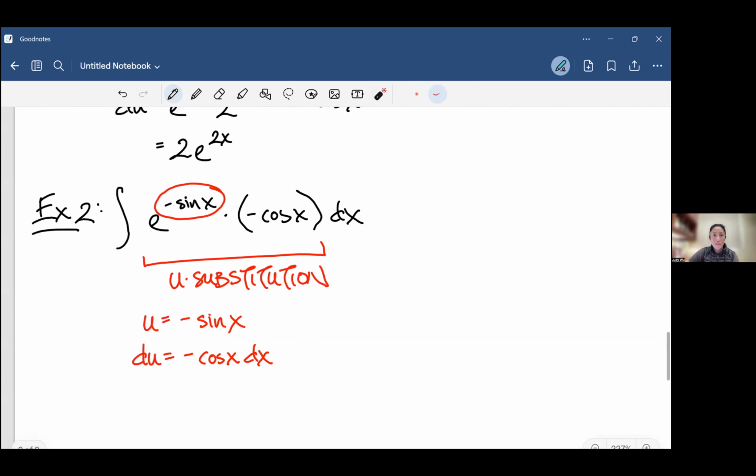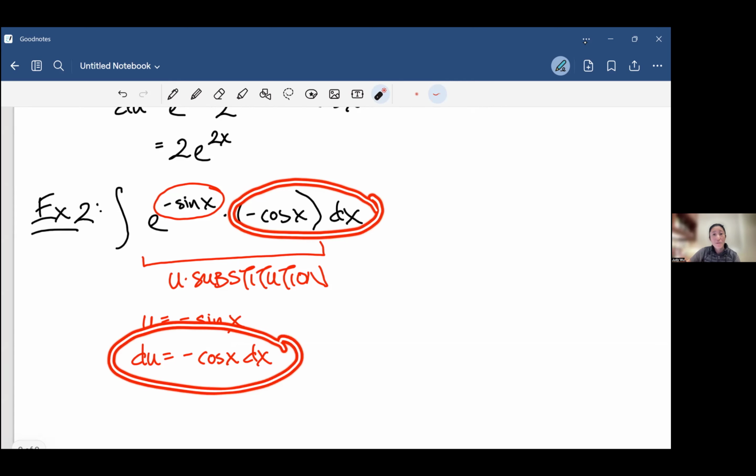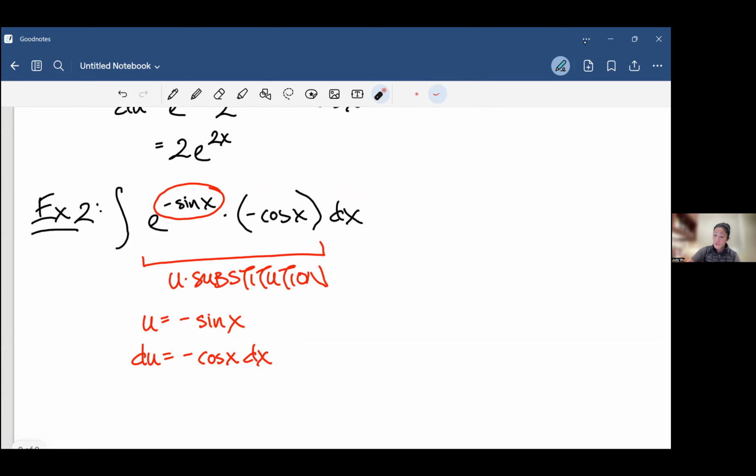Oh, well, that's super perfect because negative cosine x dx, I can just replace with du. Very nice. Okay, so if I rewrite this, I end up with the integral of e to the u du. All right, look at how nicely this cleaned up for us. One small u substitution, bam, integral of e to the u, we can totally do that, okay?